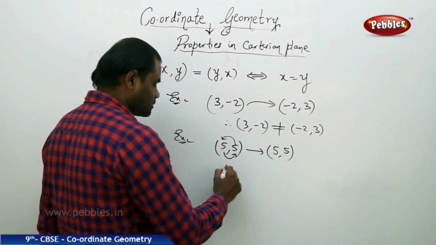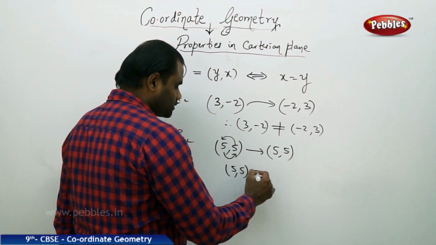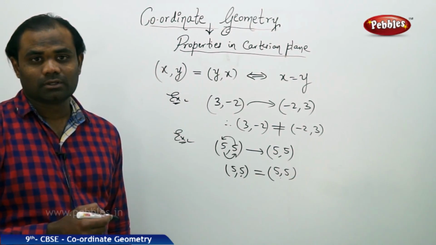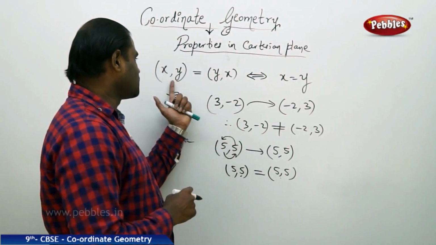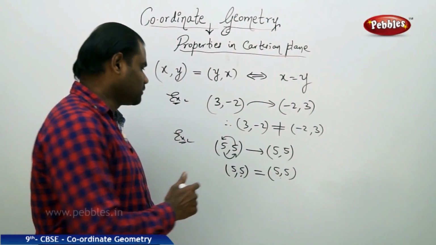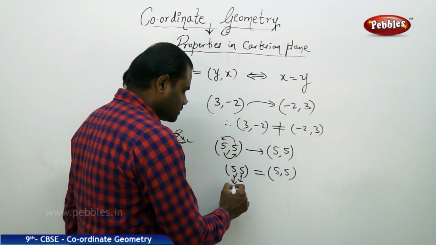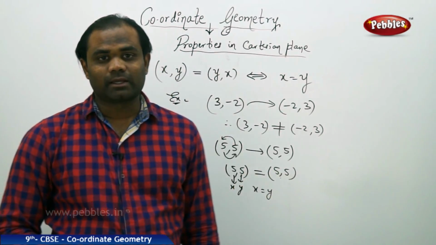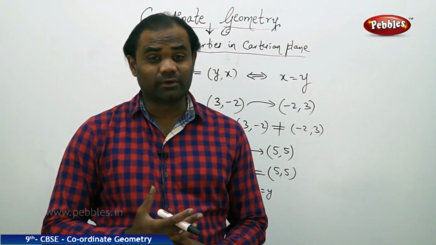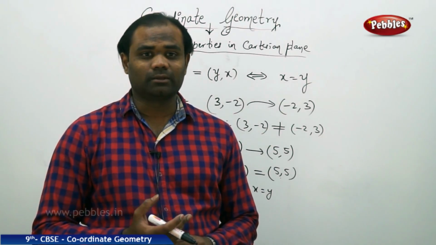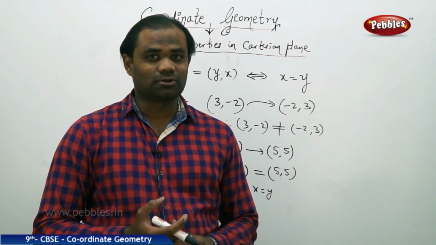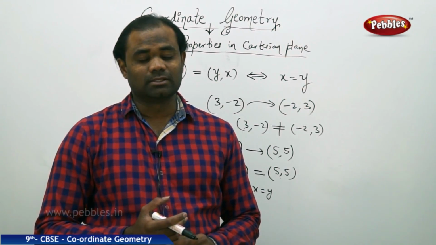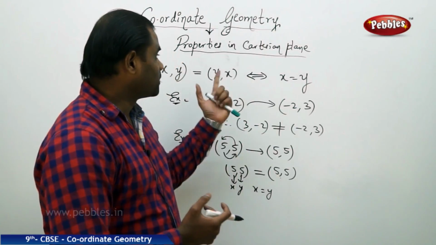Therefore, in this case, the coordinates and their reverse are both equal. Therefore, in order that (x, y) must be equal to (y, x), I should have the condition that this x and this y must be the same. (x, y) equals (y, x) only when x is equal to y. If x is not equal to y, (x, y) is not equal to (y, x). This is how we understand the properties connecting the Cartesian plane.